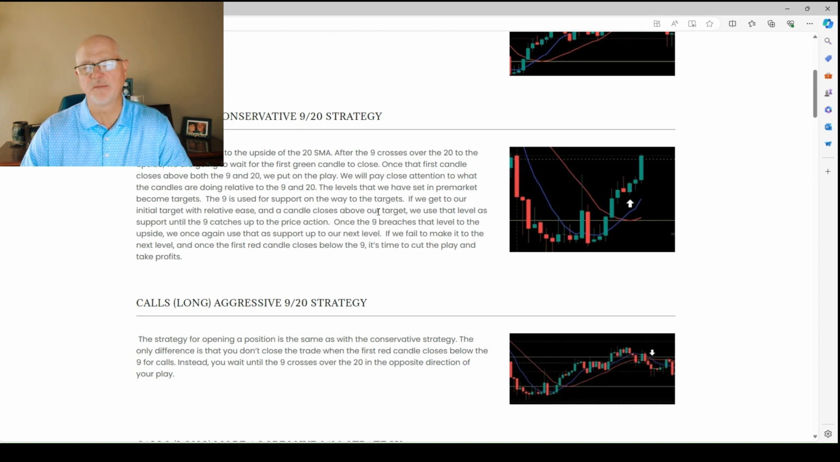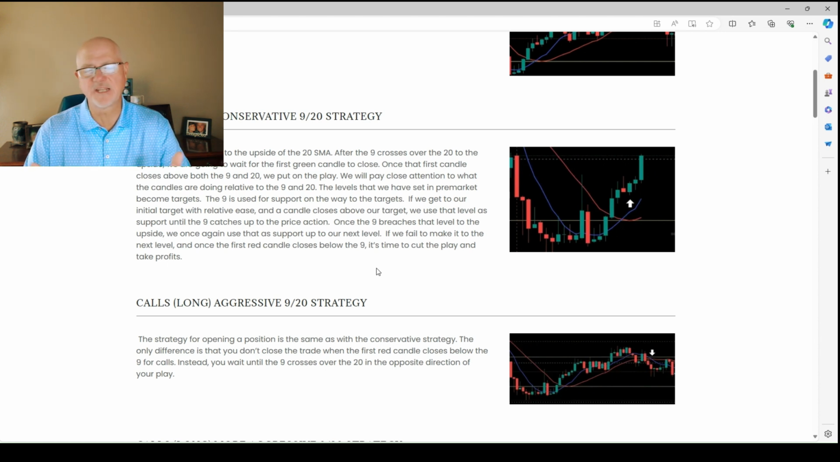Now, once the 9 catches up, again, we're going to use that as support to our next target. Now, let's see. Once the 9 breaches that level to the upside, we again use it as support to the next level. If we fail to make it to the next level, and once the first red candle closes below the 9, it's time to cut the play and take your profits.